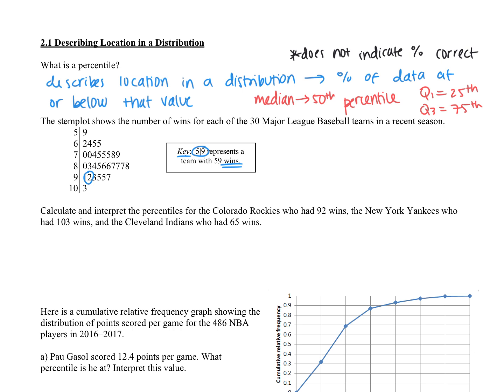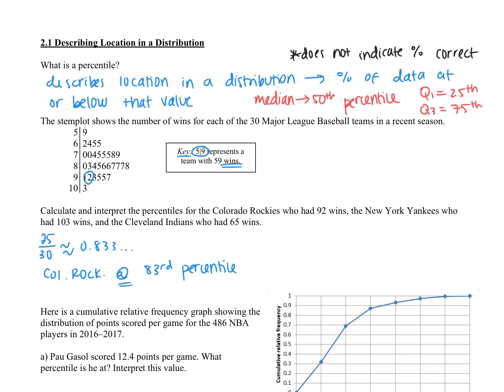So one thing that we could do is calculate that, right? Count it. So we have that 92. So this is 1, 2, 3, 4, 5, 6, 7, 8, 9, 10, 11, 12, 13, 14, 15, 16, 17, 18, 19, 20, 21, 22, 23, 24, 25. So 25 of the teams were at or below those 92 wins. If we divide by the total of 30 teams, we get about 0.833, and so on and so forth. So we would say that the Colorado Rockies are at the 83rd percentile. So that is our first answer.